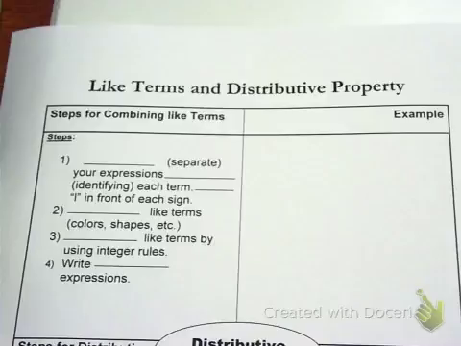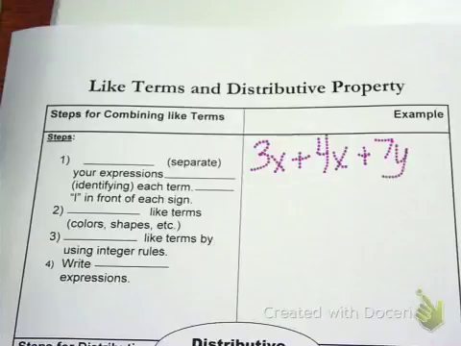So, for instance, let's say I gave you the example 3x plus 4x plus 7y. So what I have here, again, I have terms. Remember, a number and a variable side by side is considered a term.